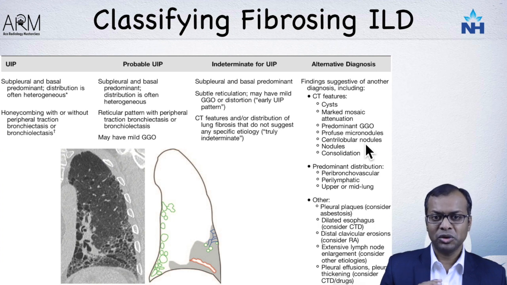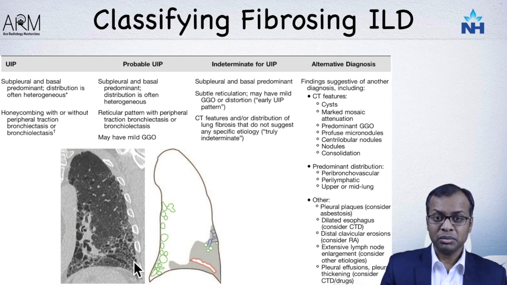So every time you look at a HRCT, you look and decide what is the predominant pattern. Based on the predominant pattern, then you can decide which group they will fit into. In the absence of such abnormalities, the second parameter you start looking at is the distribution.